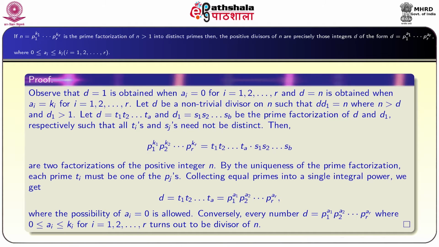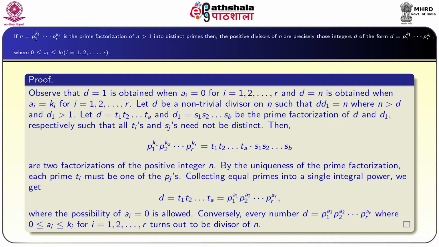Now, we will show that if n is equal to p1 power k1 and so on, pr power kr is a prime factorization of an integer n greater than 1 into distinct primes, then any divisor of that n is of the form p1 power a1, p2 power a2 and so on, pr power ar, where the ai's lie between 0 and ki. So, we are giving a prime representation for all divisors of n also. Once we know the prime factorization of n, it is possible to know the prime factorization of all its divisors.